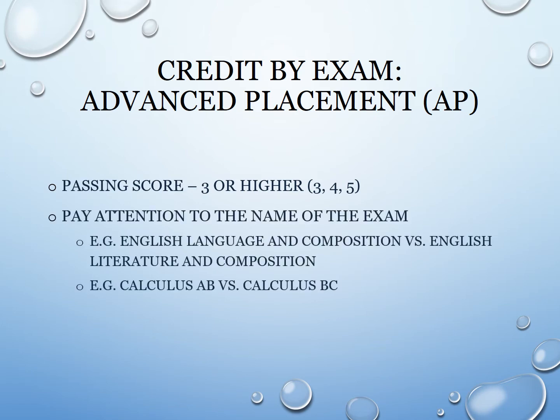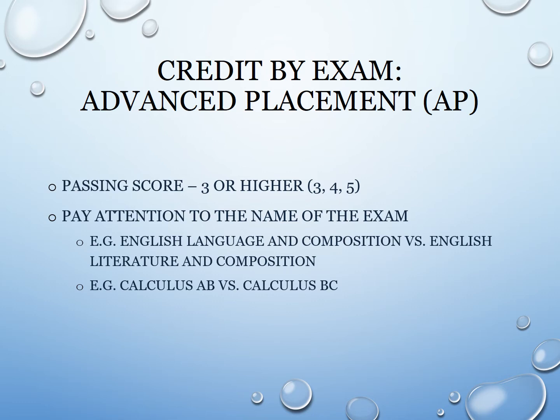You always want to be sure that you're paying attention to the name of the exam. So the ones that are probably commonly interpreted or misconstrued are going to be English language versus English literature, and then calculus AB versus calculus BC. The reason I'm bringing this up is because English language, if a student gets a 3 on that exam, they're going to get credit for ENC 1101. If a student gets a 3 on English literature, they're going to get credit for AML 2070. Both of those classes are composition, but only one of them is a state core. So it is important to make sure that we're noting and paying attention to that.